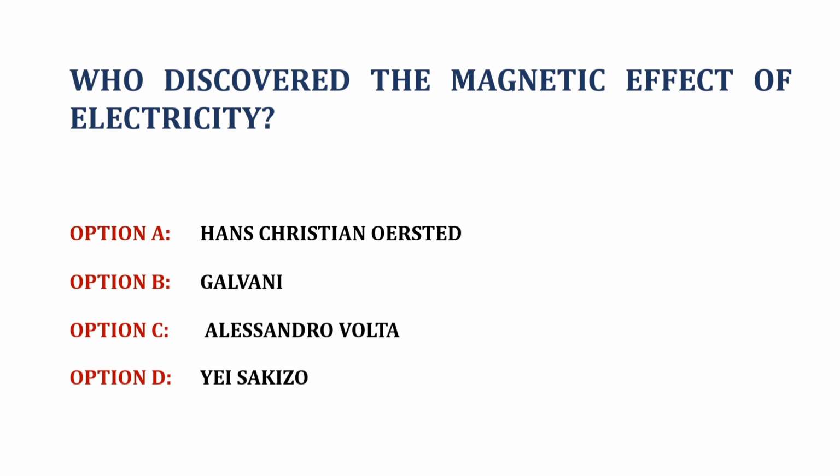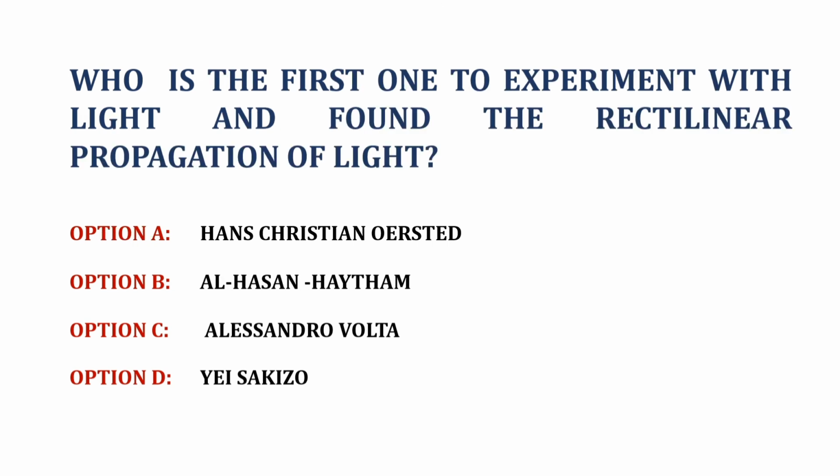Who discovered the magnetic effect of electricity? Option A, Hans Christian Ørsted. Who is the first one to experiment with the light and found the rectilinear propagation of light? Option B, Al Hasan Haytham.